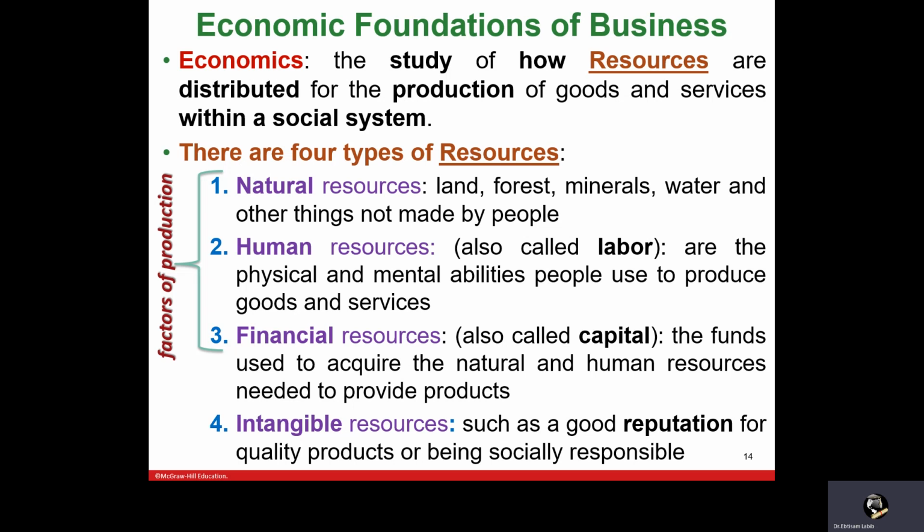The human resources are the labor, or the individuals, with their physical and mental abilities that they use to produce the goods and services. The financial resources, or the capital, are the funds used to buy those natural resources and to hire those human resources to produce the goods and services. And the fourth one is the intangible resources. What do we mean by intangible? That's something that cannot be touched, sensed, or seen. For example, we have the reputation of the business, the brand image, the patents of the business, and so on.